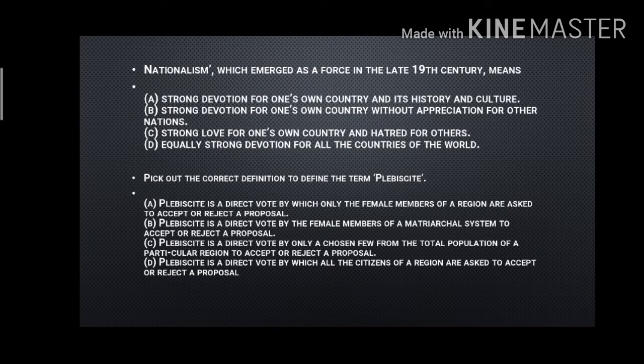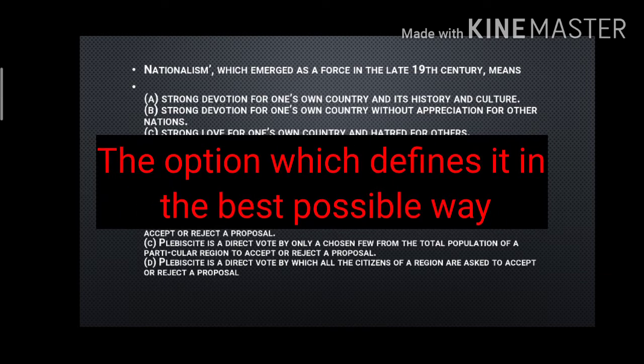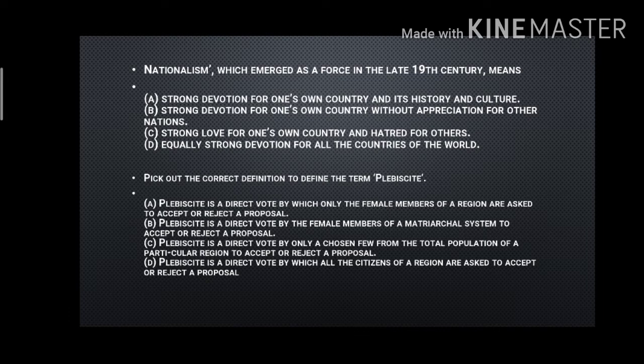Now we move to a bit different questions, in which you are given some terms or words and then definitions, or they are explained in different options, and you have to choose the best possible or the best relatable option. Which option has explained or described this term the best?